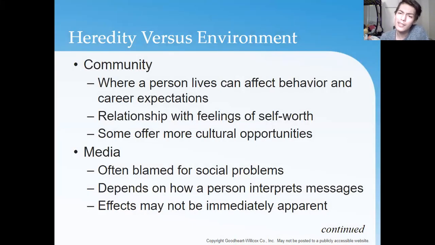The community. So how can our community affect our development? Well, let's say for instance, you live in an urban area, and then all of a sudden you move to a rural area. You're not used to living in a rural environment, and you get affected by the change from urbanization to a rural community. And then relationships with feelings or self-worth, and some offer more cultural opportunities. So as I was saying, maybe you move from a rural area and then go to an urban area. There might be different cultures there. You just never know what you're gonna face.